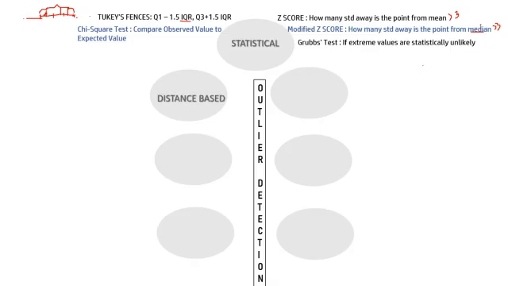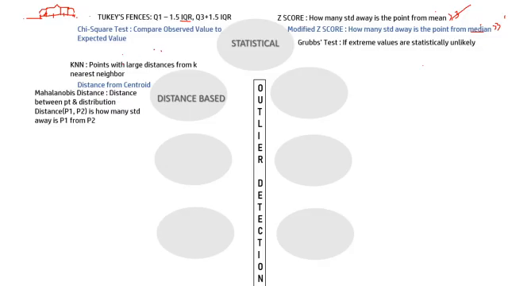Then we have some distance-based methods like k nearest neighbor, where points with large distances from their k nearest neighbors are potential outliers. Next, we have distance from centroid. There is a central point, a centroid, and the distance is measured from it to all the data points, and the points with large distances can be outliers.